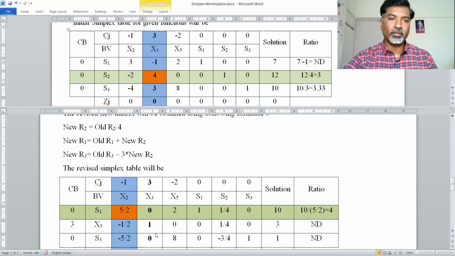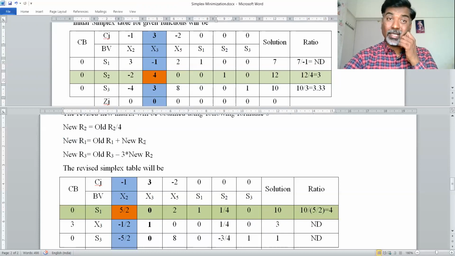Likewise, -1 plus 1, 0. 2 minus 0, 2. 1 minus 0, 1. 0 plus 1 by 4, 1 by 4. 0 plus 0, 0. 7 plus 3, 10. Getting it? So we just have to put the values of old R1 and new R2 in the expression. You will get the new row 1 for the revised simplex table. Just take these formulas into consideration.